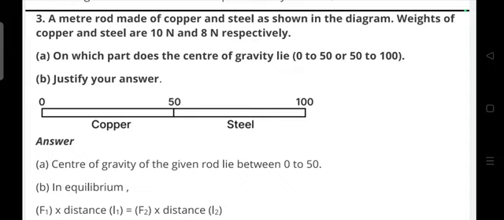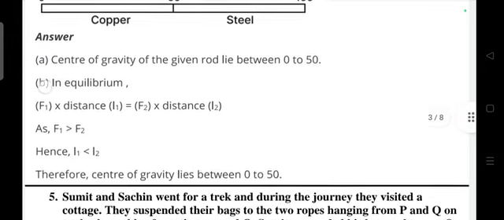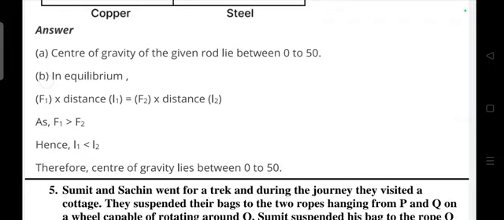Then justify your answer. It is in equilibrium. So F1 into distance is equal to F2 into distance. F1 is greater than F2. Therefore the center of gravity lies between 0 and 50.